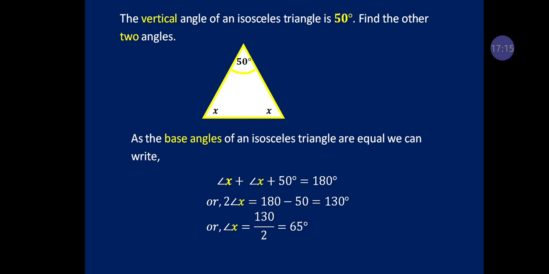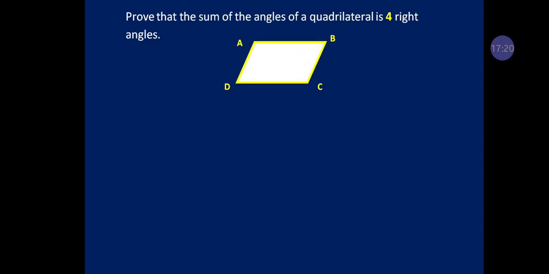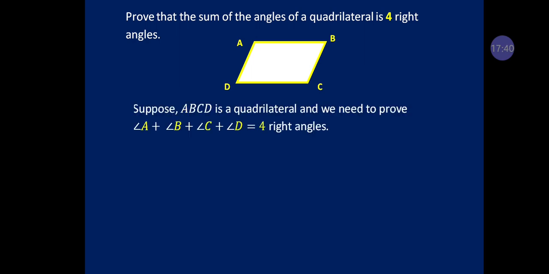Now let us go for the third question. Prove that the sum of the angles of a quadrilateral is 4 right angles. Well, this one is a little bit important theorem, but this one is so easy. I have taken this from exercise 9.1, as some of you suggested I create a lecture on exercise 9.1. Suppose ABCD is a quadrilateral and we need to prove that if we add up angle A, angle B, angle C, angle D, those 4 angles make 4 right angles. Now we just join B and D.